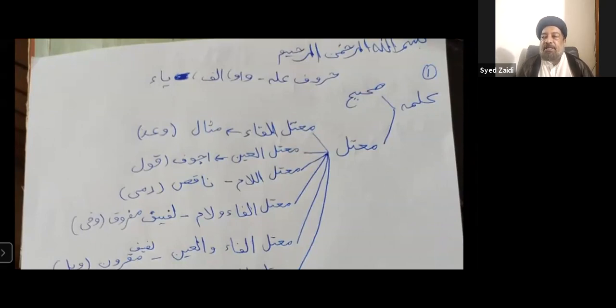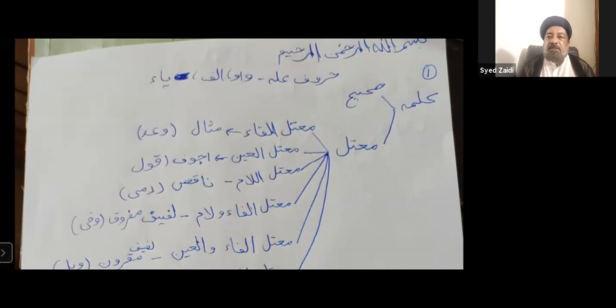The third category is mu'talul lam. Mu'talul lam means that lamul fi'il is huruf illa. The last root letter of a word is huruf illa. Therefore, it's called mu'talul lam, and the term used for it is naqis. Naqis, like ramaya. Right? Now, we move on to the fourth category.